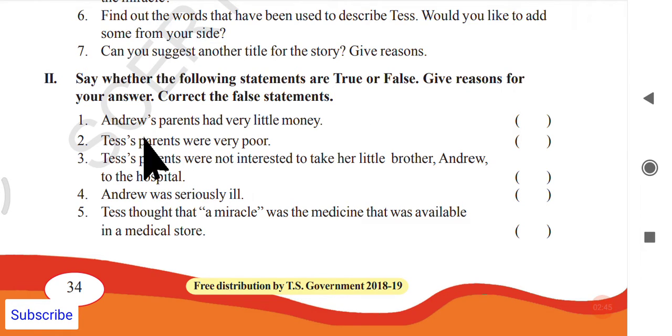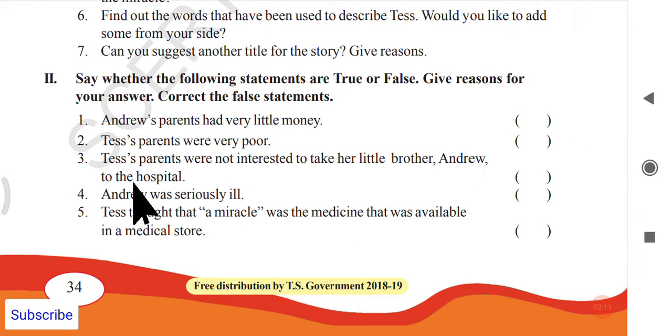Okay, first one: Andrew's parents had very little money. Yes, that was true. They had very little money, and in one case they didn't have money at all, so because of that they had lost all their hope. So Andrew's parents had very little money, yes, of course that is true. Next, Tess's parents were very poor. Of course that might be false, they are not that poor.